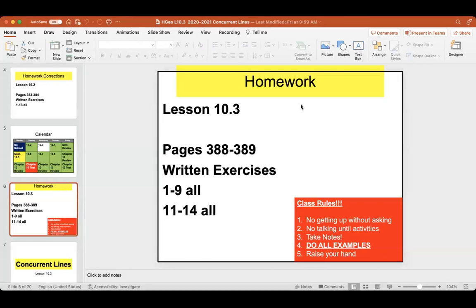All right, here we go. 10.3. Now, today we are going to talk about constructions. And if you'd like to do the constructions, you can for practice. But the real reason for today is the results of the constructions that we will talk about. What is your homework?